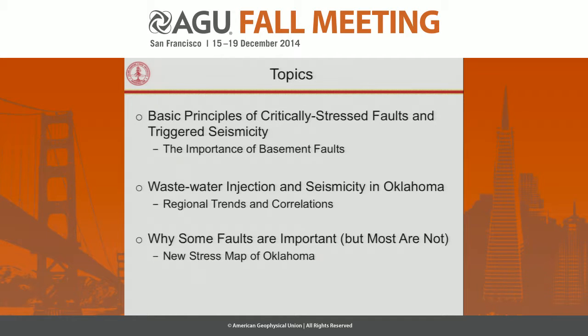So three basic points I want to address. The concept of critically stressed faults is sort of widely known. I want to talk about it in specific regard to the question of triggered seismicity. Talk just a little bit of ongoing work that Walsh is doing on correlations in more focused areas between wastewater injection and seismicity, and then come back to using the stress map to say why some faults are important but most are not.